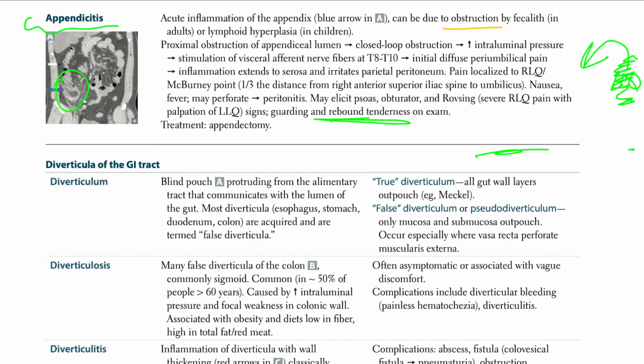Differential diagnosis for all of this: you could have diverticulitis, you could have ectopic pregnancy, so you have to use an hCG to rule out an ectopic pregnancy first. Or you could have pseudoappendicitis. Treatment is always appendectomy.